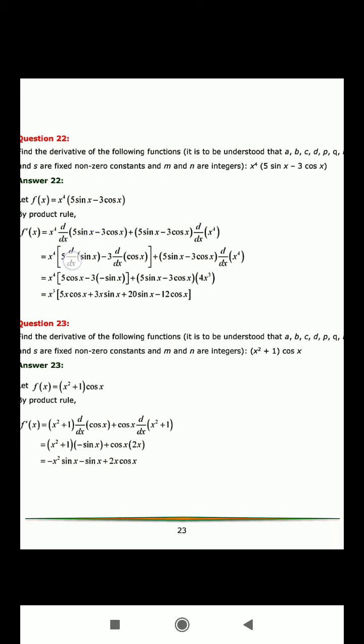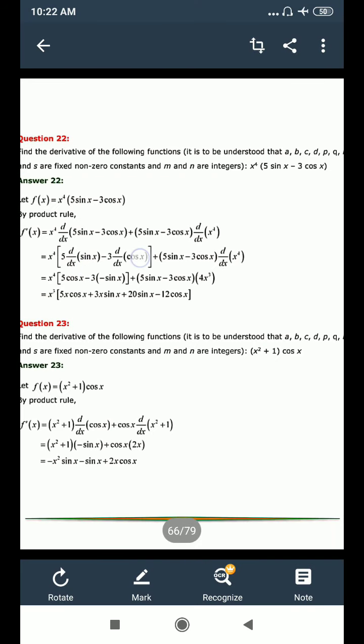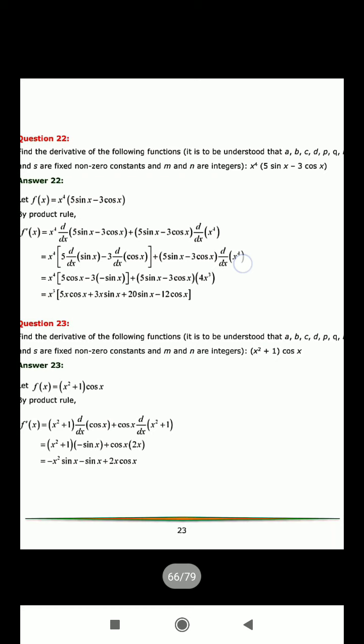5 as it is, we can take it out, differentiation of sin x. Minus 3, we can take it out, and differentiation of cos x. Similarly, differentiation of x⁴. Now differentiation of sin x is cos x, differentiation of cos x is minus sin x, and differentiation of this x⁴ we have taken 4x³. Just open the bracket, you will get the answer.